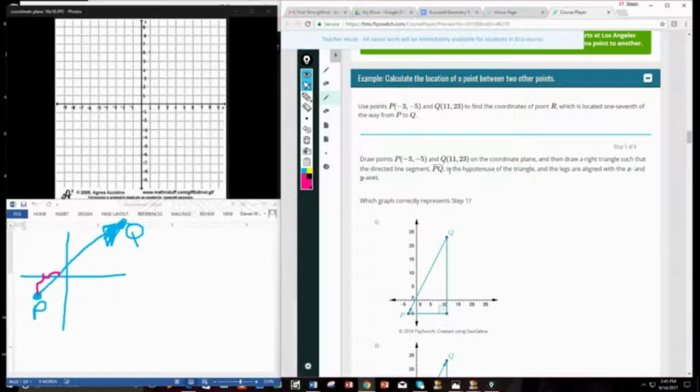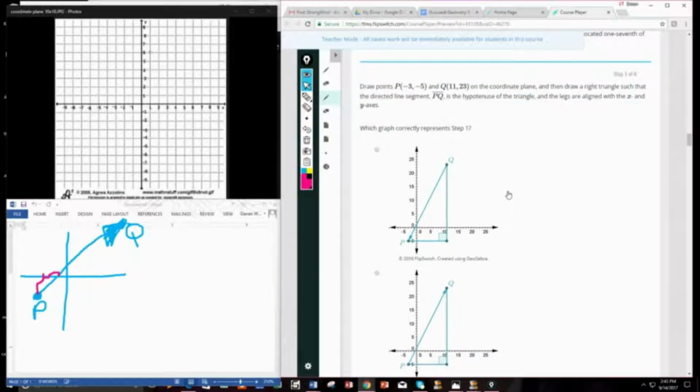Okay, so draw points P, -3, -5, and Q, 11, 23 on the coordinate plane, and then draw a right triangle such that the directed line segment PQ is the hypotenuse of the triangle, and the legs are aligned with the X and Y axis. Okay, so aligned means going parallel to. So the hypotenuse has to be PQ. So that's fine.